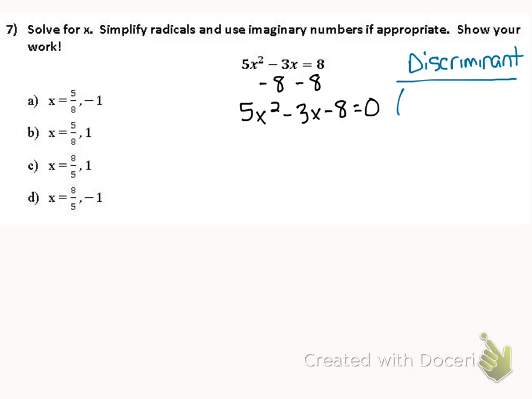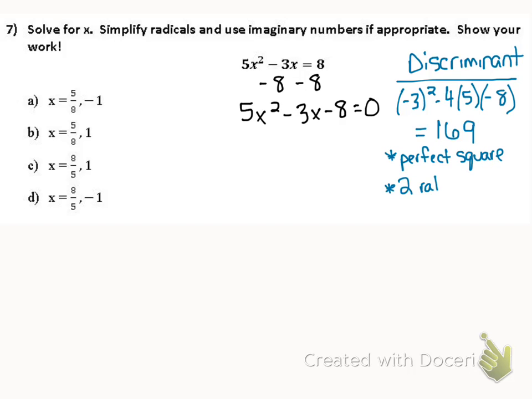Sometimes it's useful to find the discriminant because that lets you figure out how many and what type of solutions you're going to end up with. The discriminant is just b squared minus 4ac, and in this case the discriminant ends up being 169. That is a perfect square, which means that we're going to end up with two rational solutions.